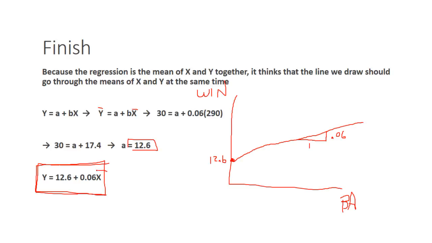Okay? So now I can put this batting average in here. If I think this team batted 240, I can put 240 in there, multiply times 0.06, add 12.6, and that will predict for me how many games that team should win. Yes? So 6 times 24 is 14.4 plus 12.6. And my equation says 27 games. So if your team has a batting average of 240, my equation says you should win 27 games.